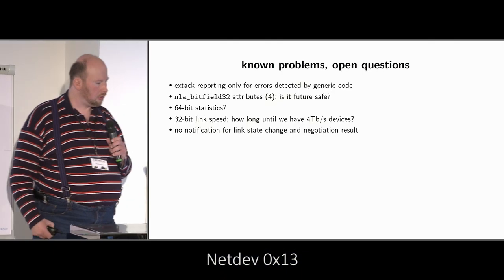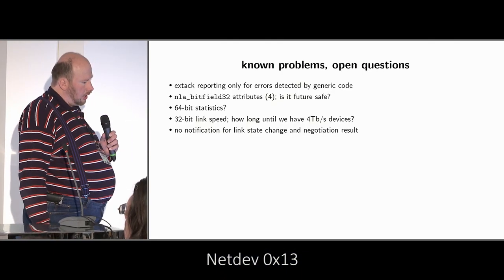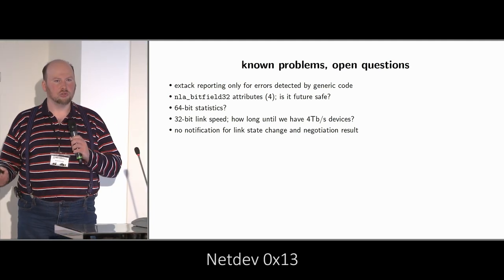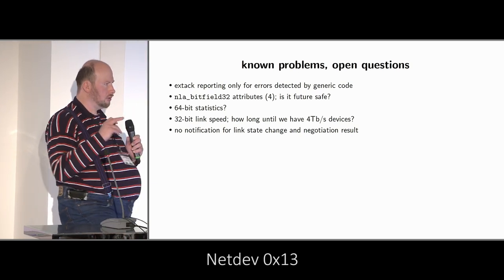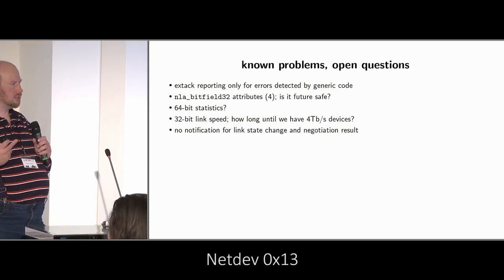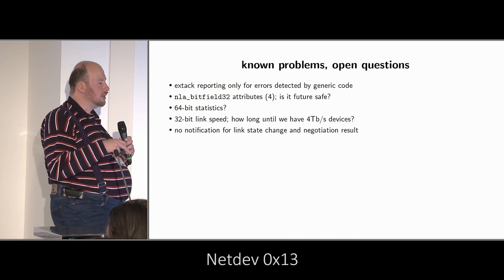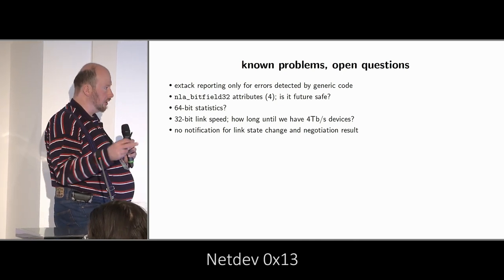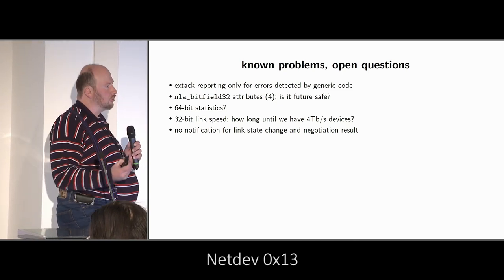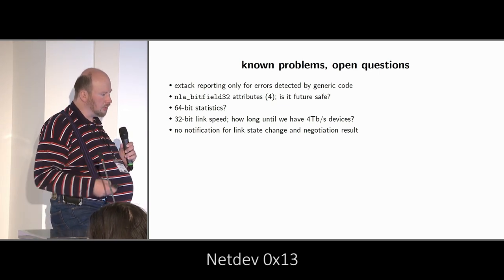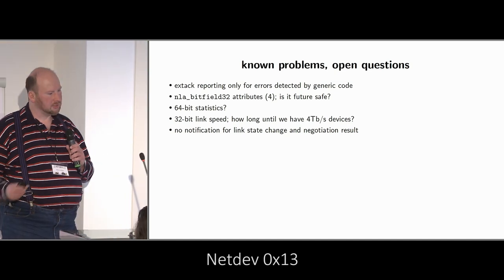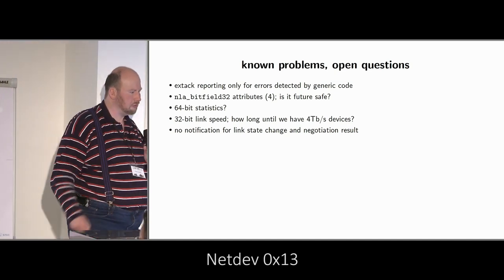So some more open problems for discussion or for thinking about. At the moment, extack is only used for reporting errors detected by the generic code, not problems like parameter problems detected at the NIC driver level, because there is no extack support in the ethtool ops. So that is something that I would like to address eventually in, say, phase two.